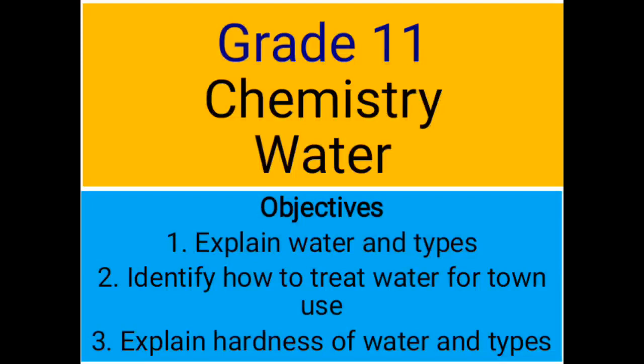You should be able to know what water is and the types of water. The second one, identify how to treat water for town use. Then explain hardness of water and the types. These are the three objectives at the end of this class. So get your writing materials ready. Let's go.